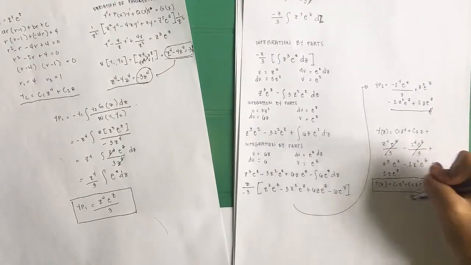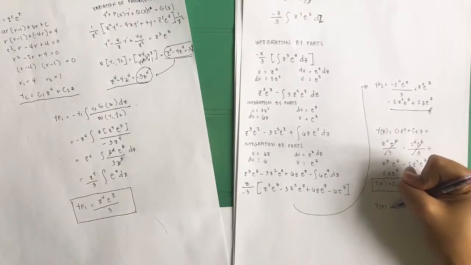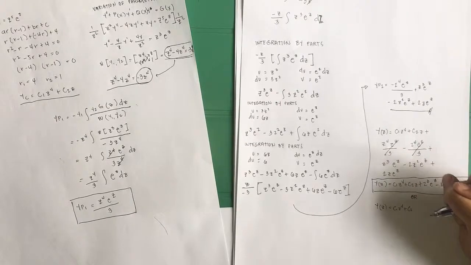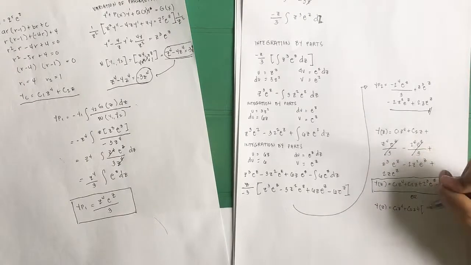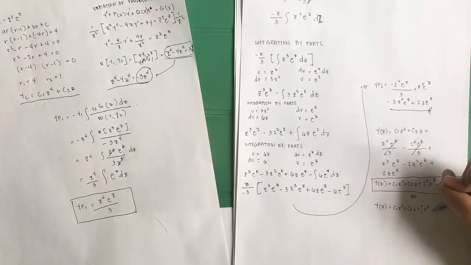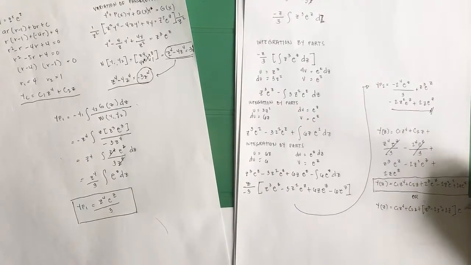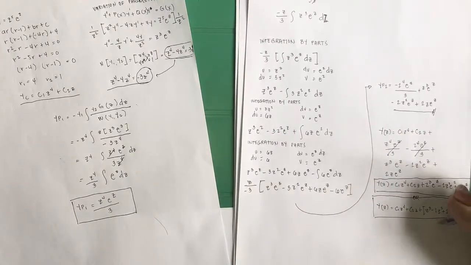For a further answer, it could be y of z is equal to c1 z raised to 4 plus c2 z plus (z cubed minus 2z squared plus 2z) e raised to z. This will be the final answer for this equation.